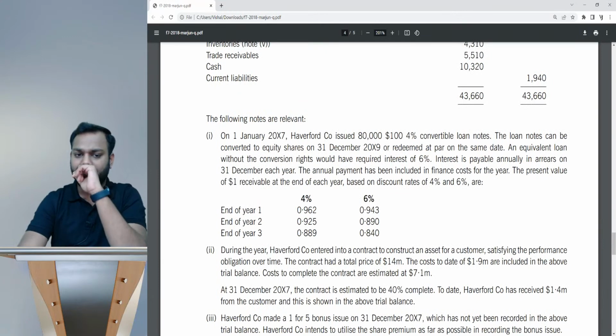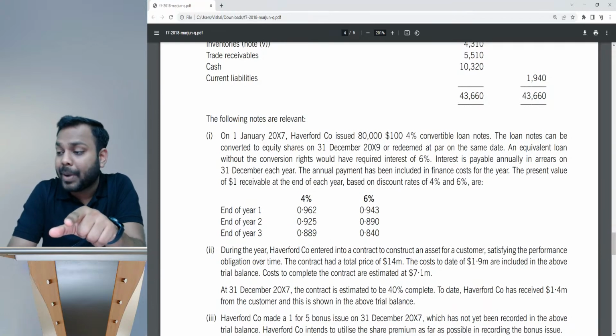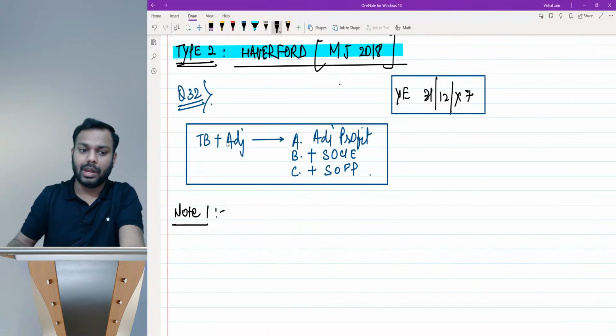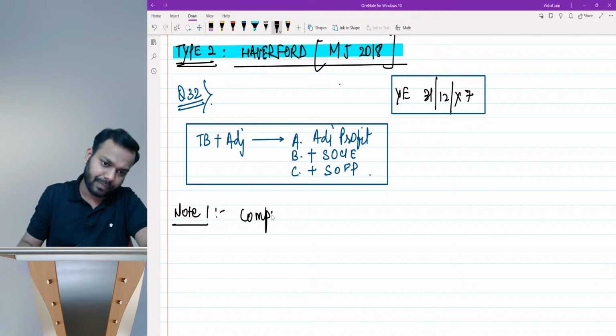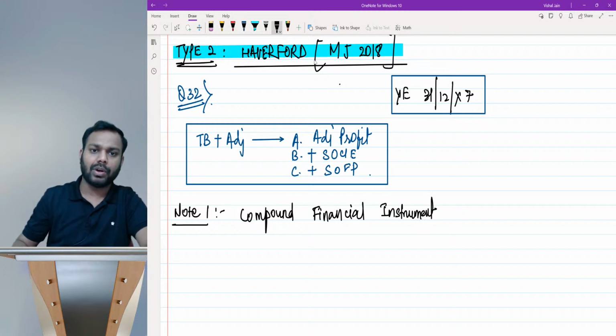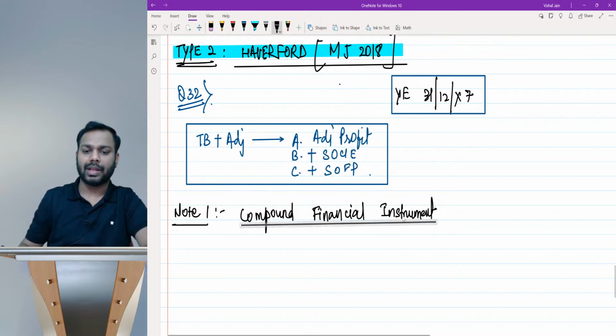On 1st January 2000X1, that is at the start of the year, Haverford company issued $80,000 4% convertible loan notes. Now, convertible loan notes means what? It is a compound financial instrument, right? Now, for a compound financial instrument, how will we deal with it? It is a compound financial instrument.